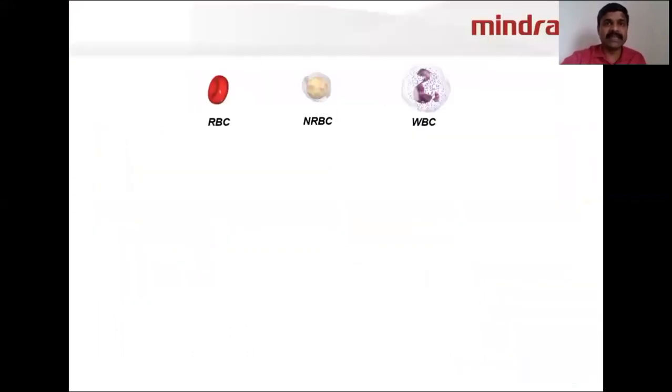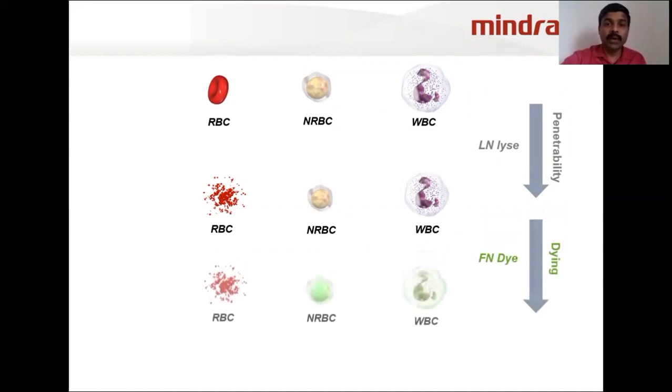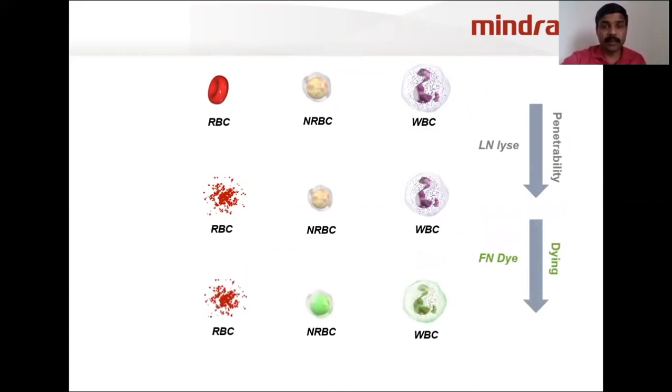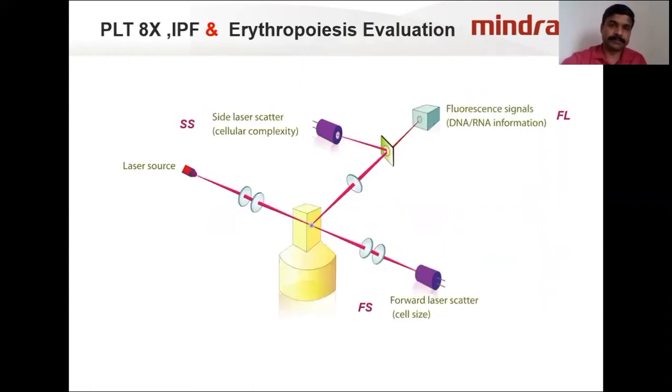The Mindray BC-6000 series instrument has a direct NRBC measurement, and it is able to automatically correct the WBC, so that we don't need to manually correct the WBC in case of NRBC interference. We have a dedicated measurement channel for WBC and NRBC, and it will automatically correct the total WBC count as well as the differential count whenever NRBCs are there. You can see NRBCs being separated from the WBC and measured. This instrument can measure up to 600% of NRBC in the automated method.